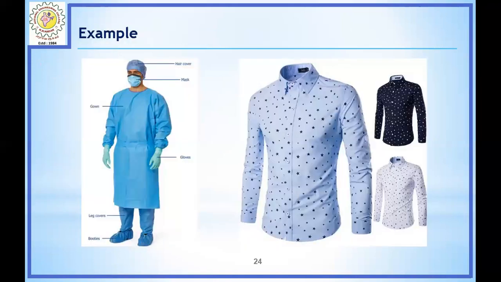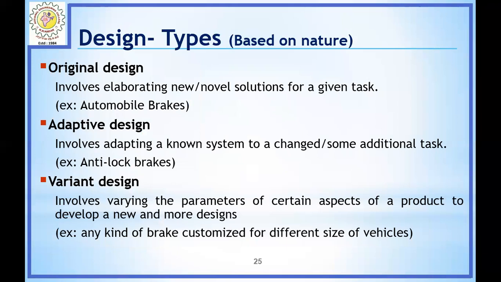Here we discussed the classification. Here we are going to discuss the types. There is a lot of difference between the terms classification and type. So what are the various types of design available? Maybe original design, adaptive design, and variant design.